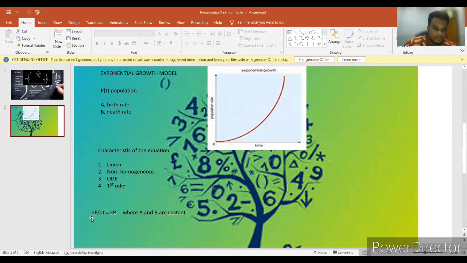Why do we say it's a first order equation? Because the highest degree of the derivative equals 1. Fourth, it's a linear equation because the dependent variable or its derivative doesn't occur as a product, and the highest degree is also 1.